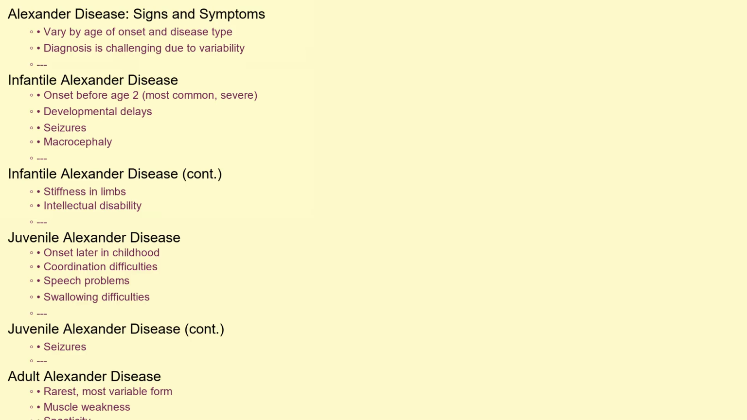In the infantile form, which is the most common and severe, symptoms typically appear before the age of 2. These can include developmental delays, seizures, an abnormally large head size or macrocephaly, stiffness in the limbs, and intellectual disability. In the juvenile form, which presents later in childhood, symptoms can include difficulty with coordination, speech problems, swallowing difficulties, and seizures. The adult form is the rarest and most variable, with symptoms that may include muscle weakness, spasticity, and difficulty with movement. Some adults may also experience psychiatric disturbances. The variability in symptom presentation often makes diagnosis challenging.